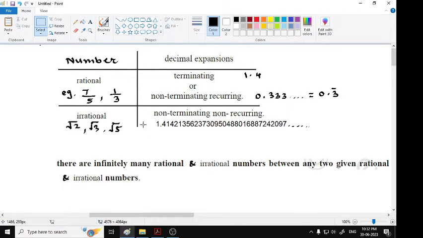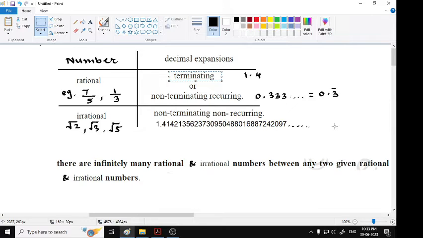Rational numbers can have terminating decimal expansions or non-terminating and recurring. These are examples of rational numbers, and these are respectively their decimal expansions. 7 upon 5: when we divide 7 by 5, at one step we get remainder 0. So such decimal expansions are called terminating.